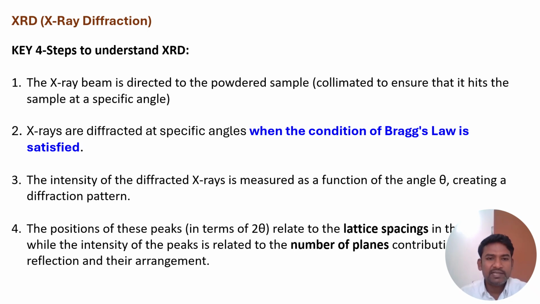And the third is the intensity of the diffracted X-ray is measured as a function of angle theta, creating a diffraction pattern. The position of these peaks in terms of 2 theta relate to the lattice spacings, while the intensity of the peak is related to the number of planes. Once again, let me read this. The position of these peaks, which is called the 2 theta, relate to the lattice spacing, while the intensity, which is the y-axis, is related to the number of planes available in the crystal system.